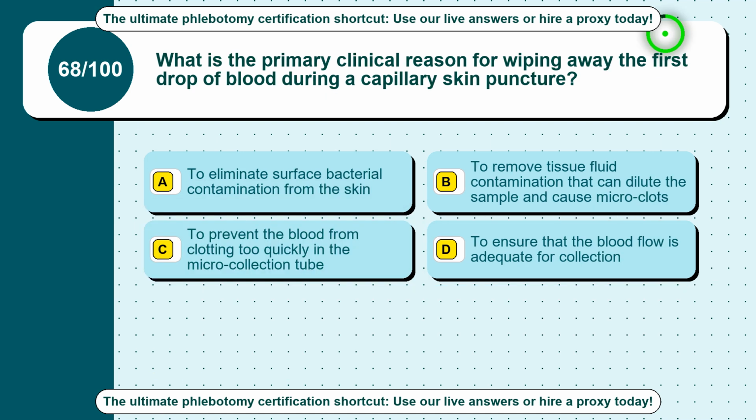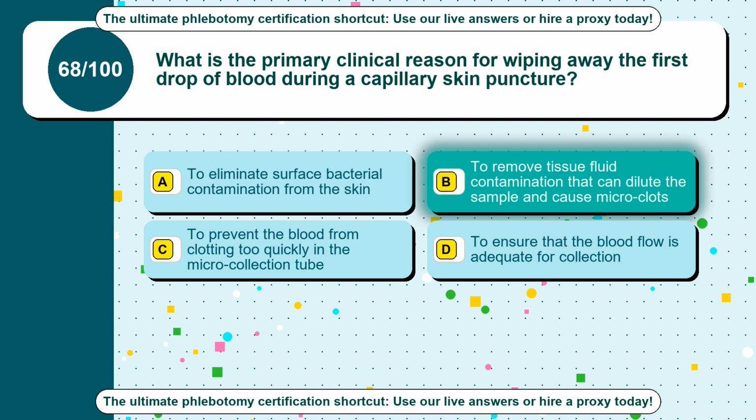Question 68. What is the primary clinical reason for wiping away the first drop of blood during a capillary skin puncture? Option A, to eliminate surface bacterial contamination from the skin. Option B, to remove tissue fluid contamination that can dilute the sample and cause microclots. Option C, to prevent the blood from clotting too quickly in the microcollection tube. Option D, to ensure that the blood flow is adequate for collection.